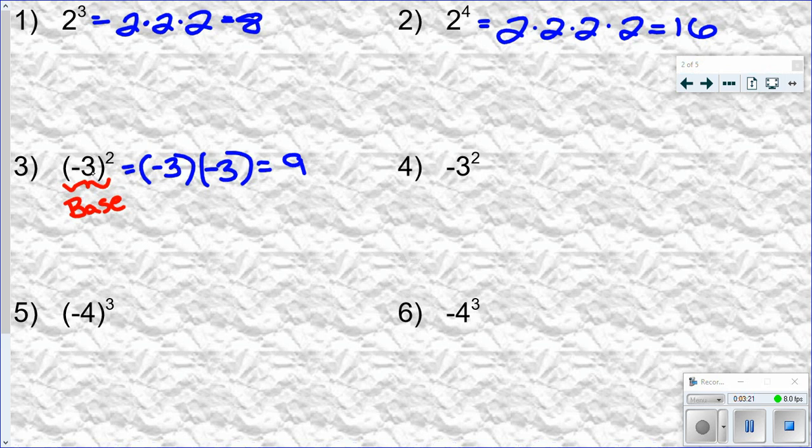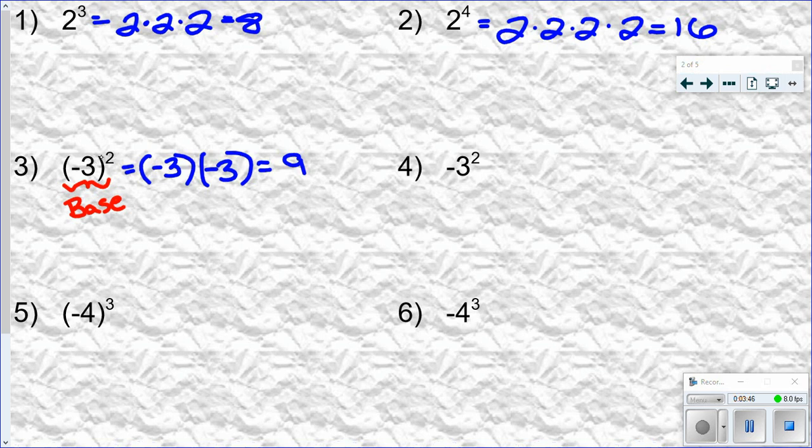So the base is -3. I'm multiplying it times itself 2 times. So -3 times -3 is +9. So what's the difference between number 3 and number 4? Well, there's not parentheses. And those parentheses are called grouping symbols. And what they're doing is grouping the negative sign and the 3 together. And you can see the exponent is actually on the parentheses.